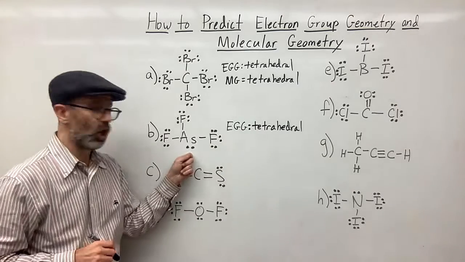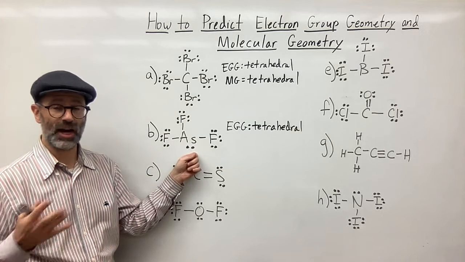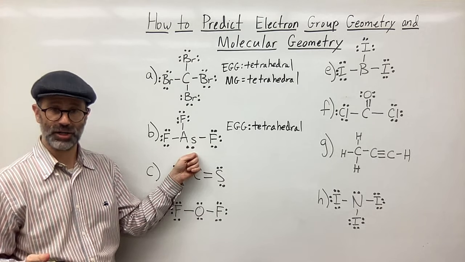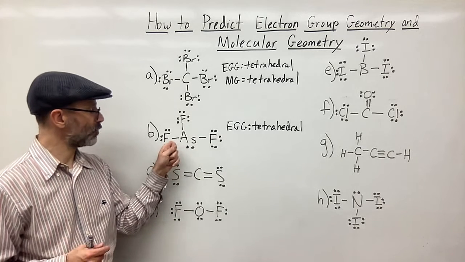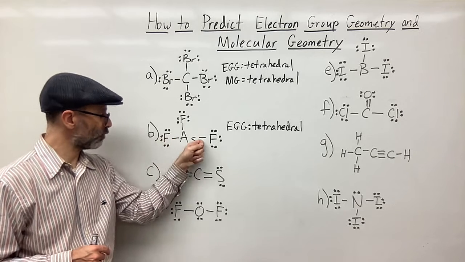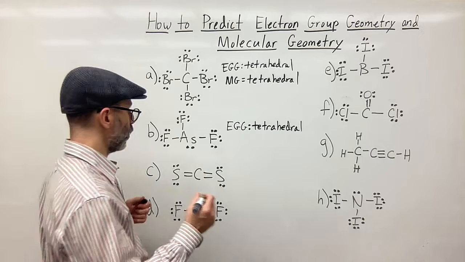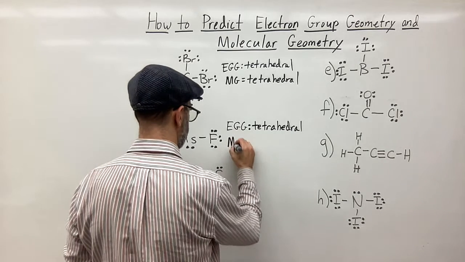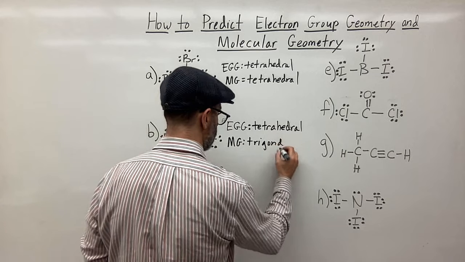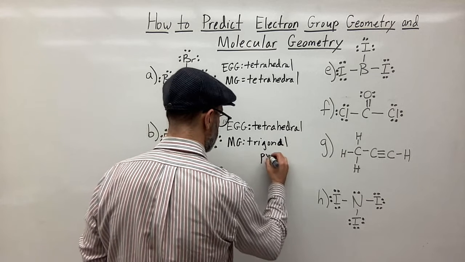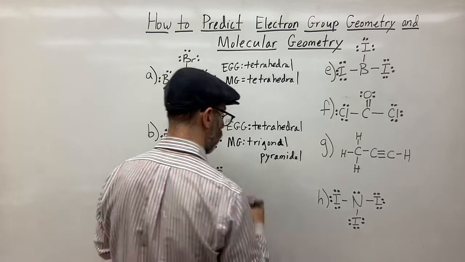Now, because we have a lone pair on the central atom, that indicates that our molecular geometry is not going to be the same as our electron group geometry. So we've got to go to our table and look up what would be the molecular geometry in the case if you have 3 bonding groups and 1 lone pair. And when you look at that, you get trigonal pyramidal. So the molecular geometry is trigonal pyramidal or trigonal pyramid.